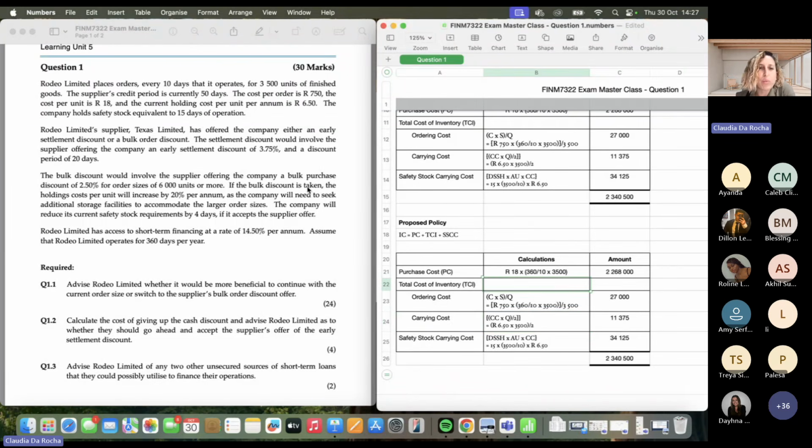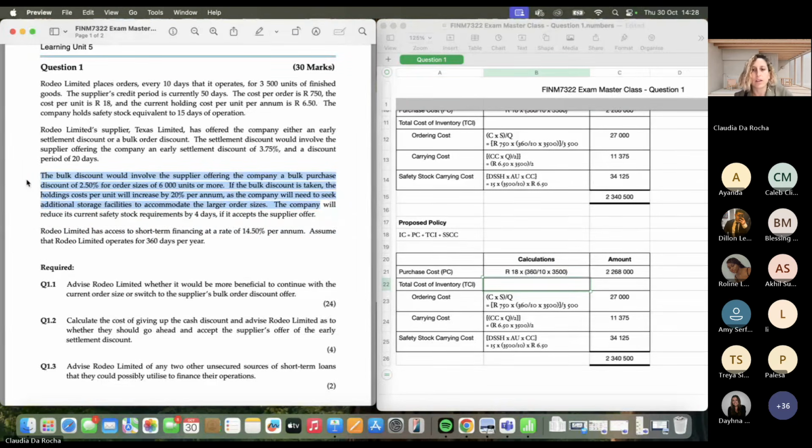Okay, so with your proposed policy, because it's on the bulk discount, they're offering a discount of 2.5% for order sizes, and the holding cost will increase by 20%, and the company will need to seek extra storage. So basically, all of this here relates to the proposed policy. First things first, we're going to do our purchase cost.